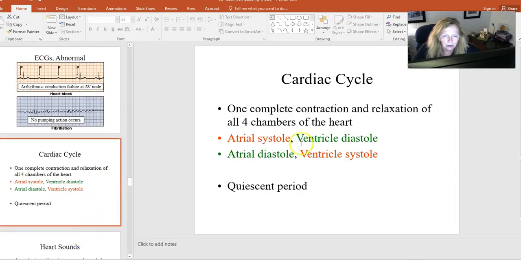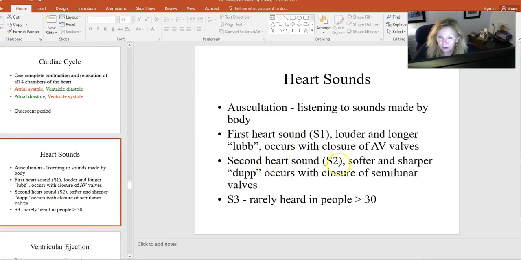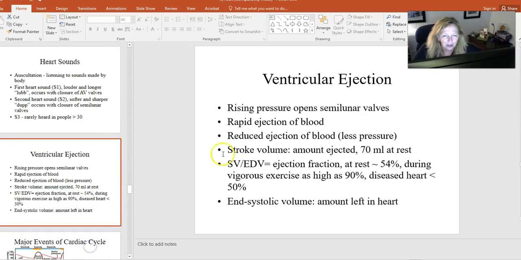The cardiac cycle, we said, is going to be SA node firing, atria contracting, the ventricles relaxing during that time to take the blood, then the atria relax and the ventricles contract, and then that quiet refractory period. That's one cycle. I have already talked about the heart sounds in the first part, so you all know what the heart sounds actually mean.